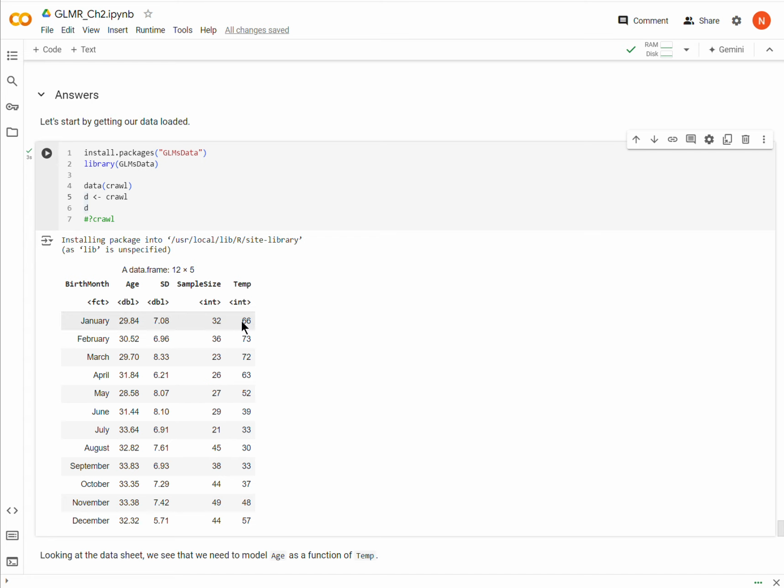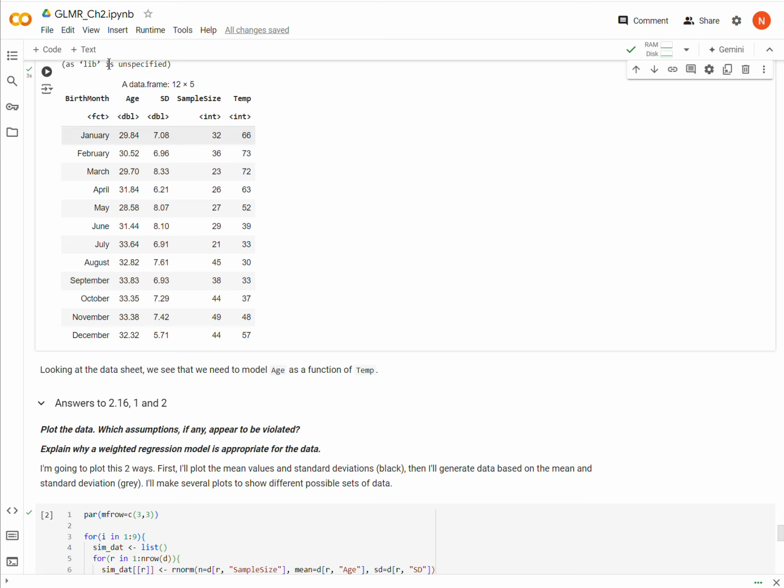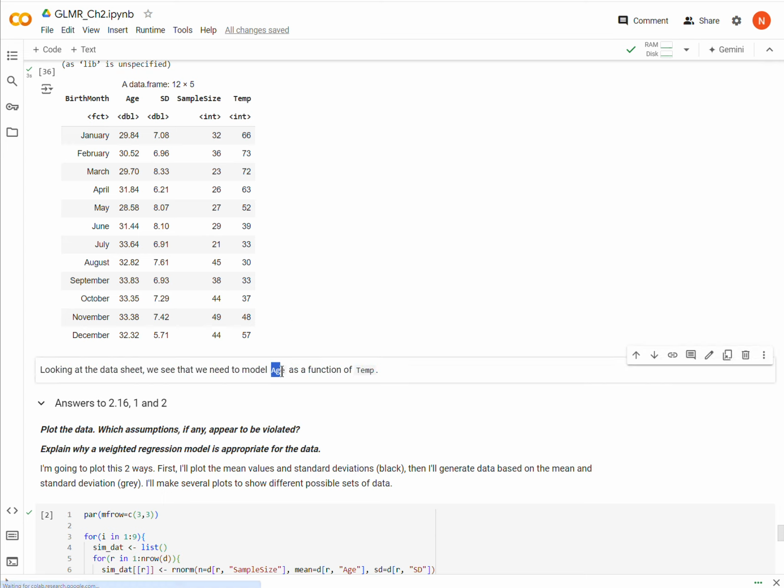Now temperature is the average temperature of the month 6 months after they were born. In other words, temperature 6 months after, because 6 months after is when babies are about ready to crawl. So this is the temperature around the time when we expect them to start crawling. So what we want to do is model age as a function of temperature, which again is the temperature about the time we think they're ready to start crawling.